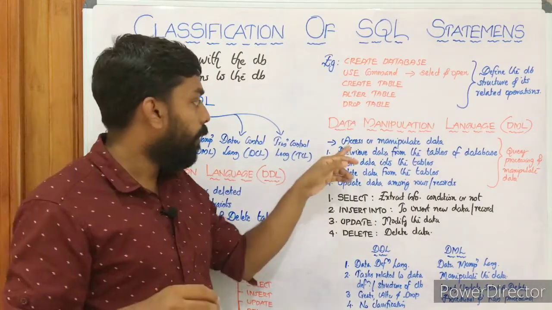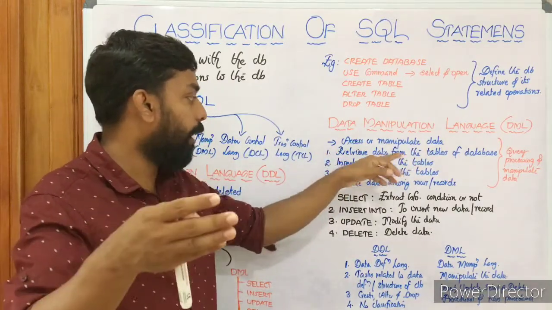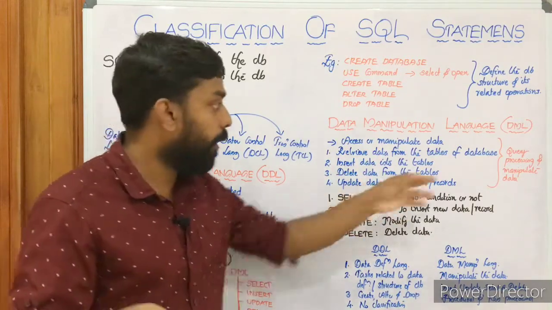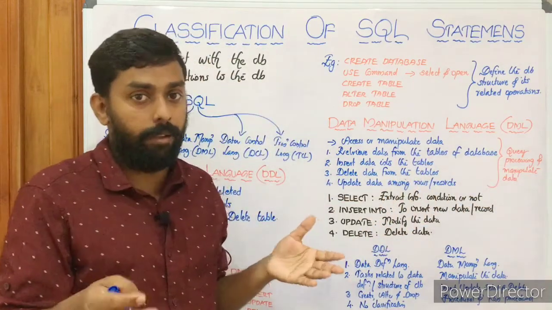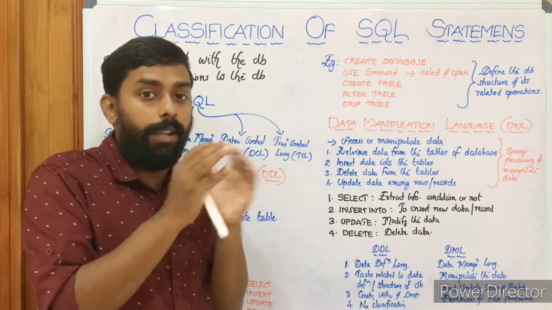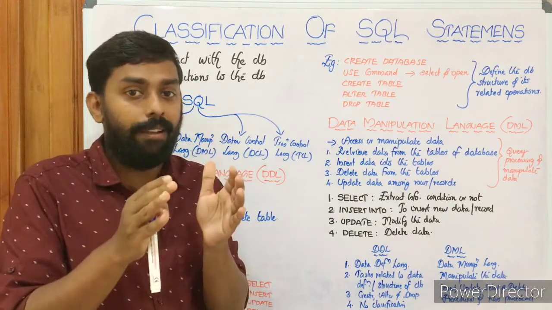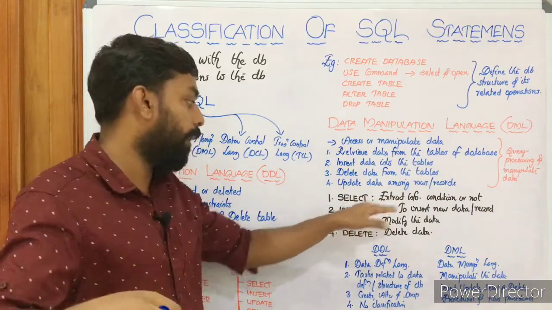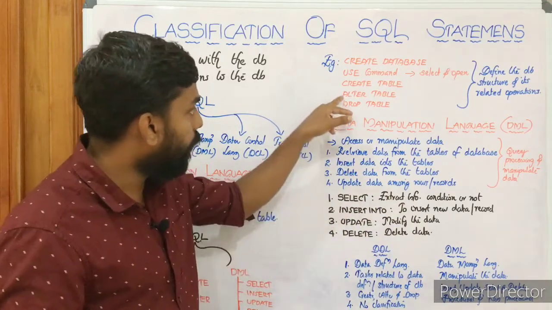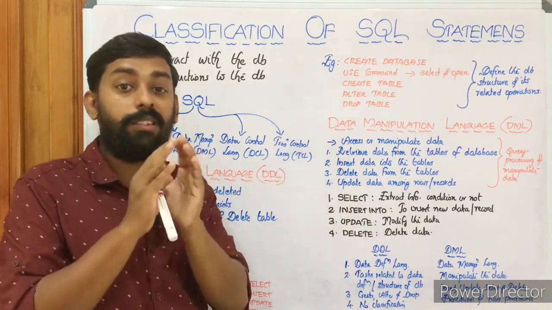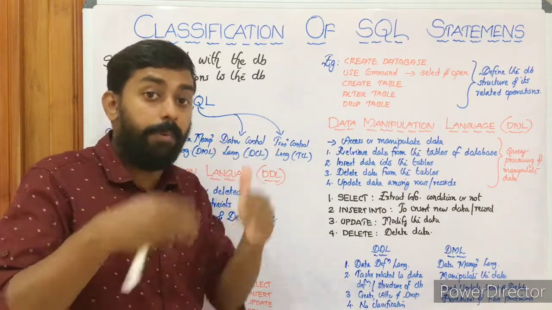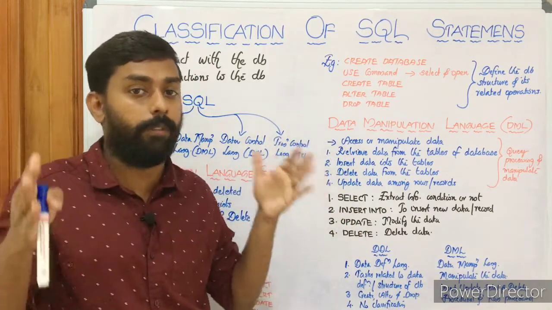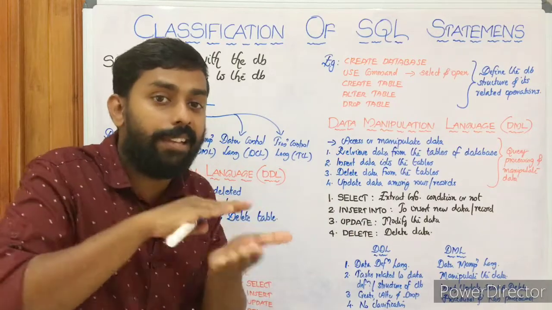And data manipulation, DML, is used to access or manipulate data: retrieve data from the table or database, insert data into the table, delete data from the table, and update data among rows or records. It's used for query processing and manipulation of data. These UIDs commands are related to the data, not to the structure. Select is used to extract information, insert into is used to insert, update is used to modify the data, and delete to delete the data. And you know the difference between alter and update, right? Alter is used to alter the structure of the database or the table, but update is used just to update the data. Drop is used to remove the entire structure along with the data, but delete is used to delete only the data, or a row.